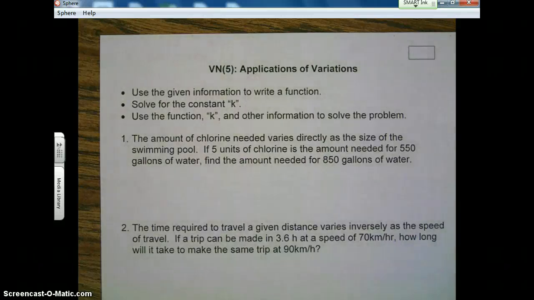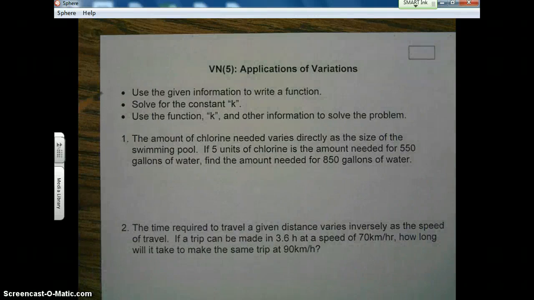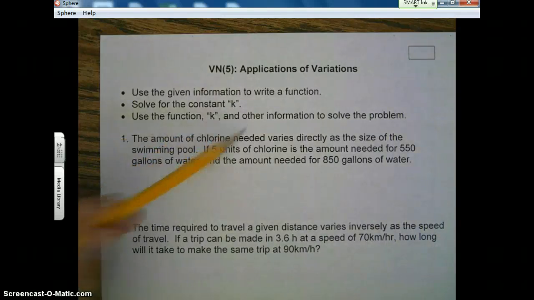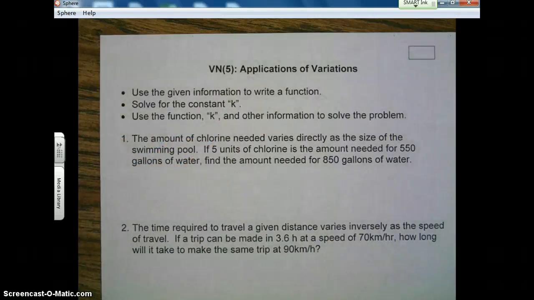Okay, applications of variations. Notice the steps are listed for you. It says use the given information to write a function. Solve for the constant k. Use the function k and other information to solve the problem. So first of all, let's start by reading.